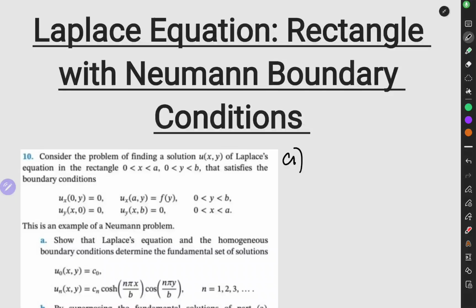Welcome back. Today we're going to continue looking at PDEs. We're looking at the Laplace equation, rectangular boundary. Today, as you can see here, we have all Neumann boundary conditions, or all derivative boundary conditions.